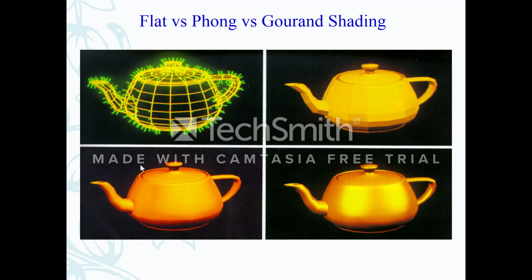Here is the difference between flat, Phong and Gouraud shading. The top right is flat shading. As you can see, there is a differentiation between the polygons. The bottom left is Gouraud shading, where the color variation within the polygons is missing, whereas in Phong shading we can easily see the differences because it is effectively implemented.